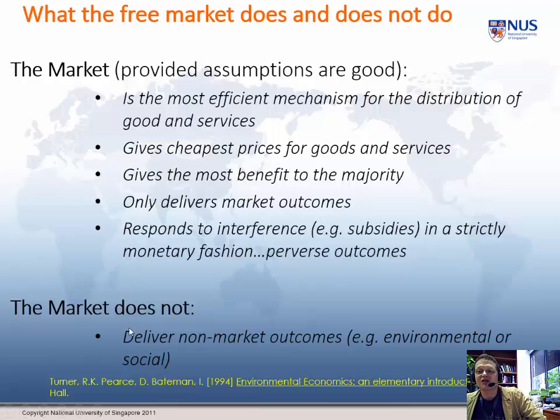What the market does not do, it does not deliver non-market outcomes. So it's blind to environment, it's blind to social need. That's not what it's about. And I'm going to end now. The next half of this lecture will talk about some of those.